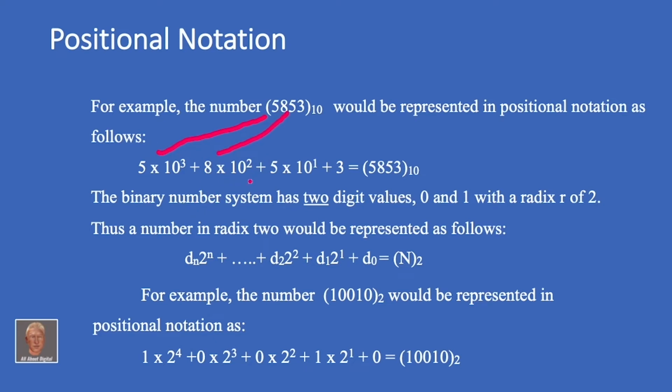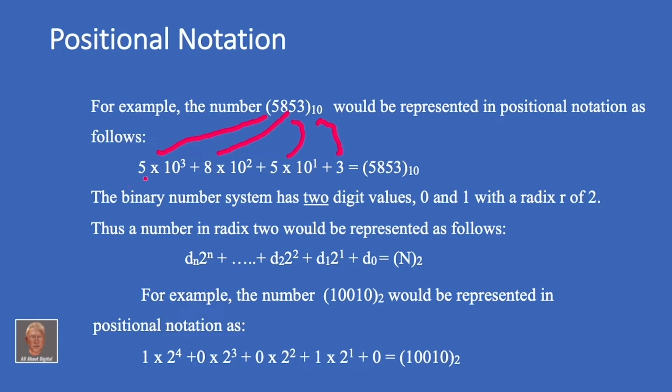So it'd be 8 times 10 squared, because that's the second digit: 0, 1, 2, second digit. The third digit is a 5 times 10 to the first, because it's the first digit. And the last digit is 3, because it's the 0th digit, d0.